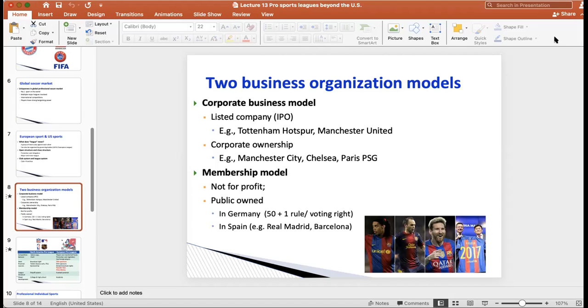European business models can be classified into two types. One is the corporate business model, right? The other one is the membership model. What's a corporate business model? The corporate business model has two types. One is called a listed company. So the team is in the stock market, right? When the team is in the stock market, they are able to use investors' money to develop their teams, right? So it gives them a great opportunity, but they also need to release their financial report to the general public, because the investors need to know whether the team is making money or not, right? So that's called a listed company.